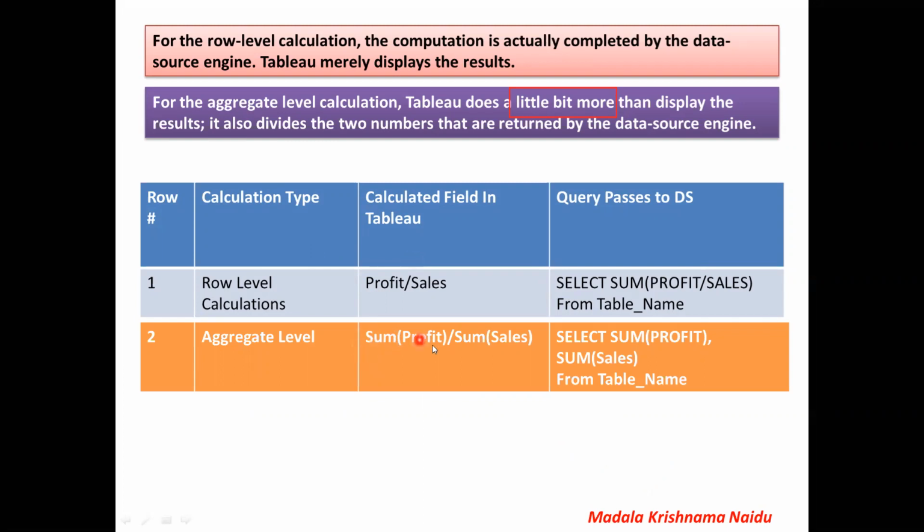At the aggregated level, we know it is sum of profit divided by sum of sales. Tableau is going to send a query like select sum of profit, sum of sales from table name. Means we get sum of profit and sum of sales separately, and whenever we drag this calculation into our visualization, it performs the division. So this is the difference between row level calculations and aggregate level calculations, and how each happens.